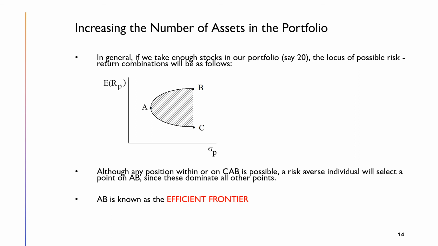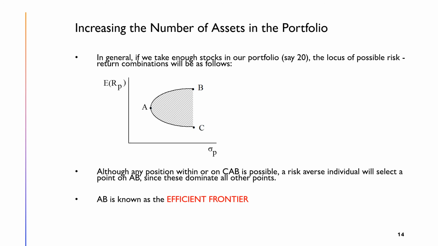For example, portfolio B offers a higher expected return as compared to portfolio C, despite the two portfolios having the same standard deviation. Portfolio B dominates portfolio C. Investors will choose portfolio B over portfolio C. AB is known as the efficient frontier.